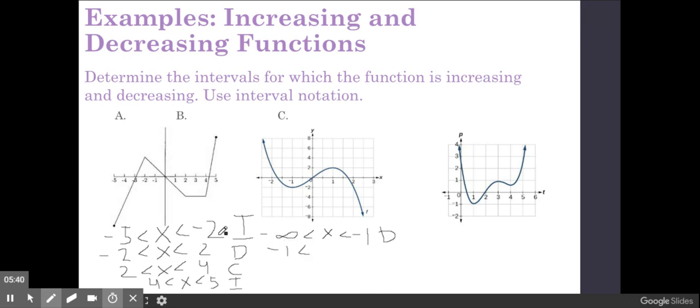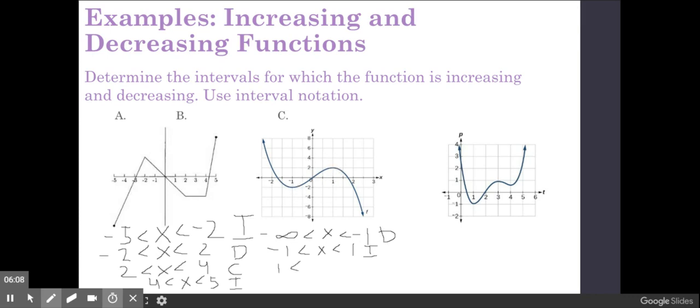If you notice, when you do these intervals, we start with 2 here. You should always start your next interval with whatever you ended with over here. So we ended with -1, so now we're going to start with -1, and let's look on our graph. From -1 to about 1, we go back to increasing. It's where our function is going up as we move from left to right.